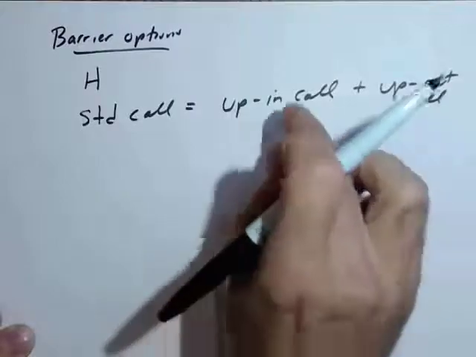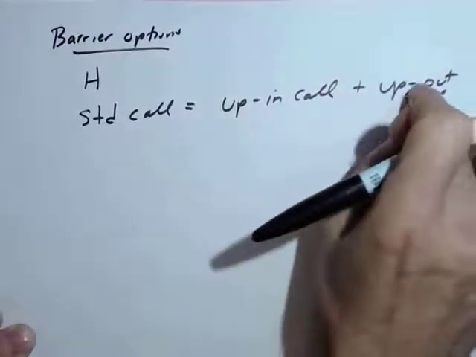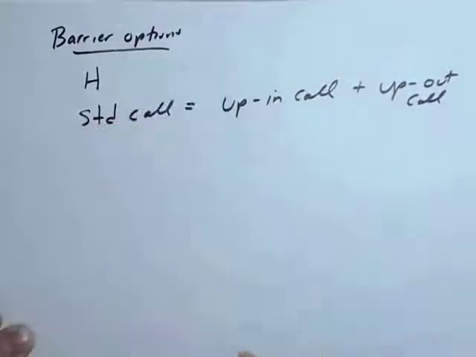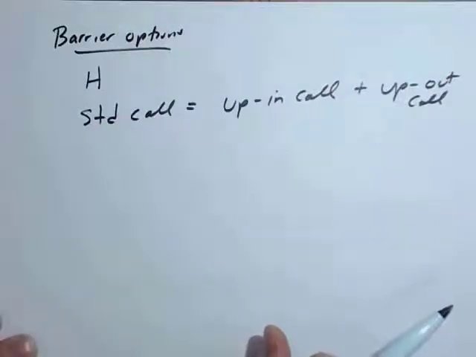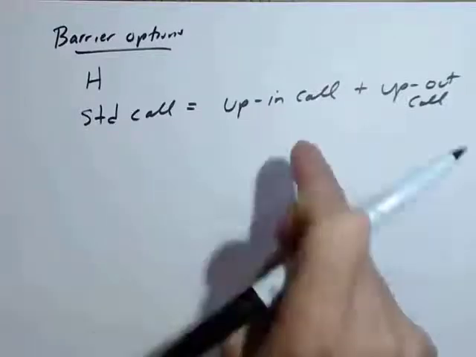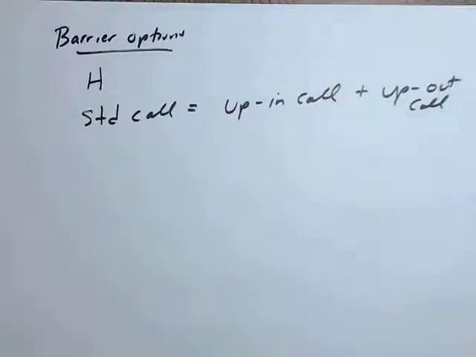The sum of the values of these two options is a standard call. So these things are important, as you can see. It's another way of pulling apart the pieces of a standard call option and breaking it up into these pieces.